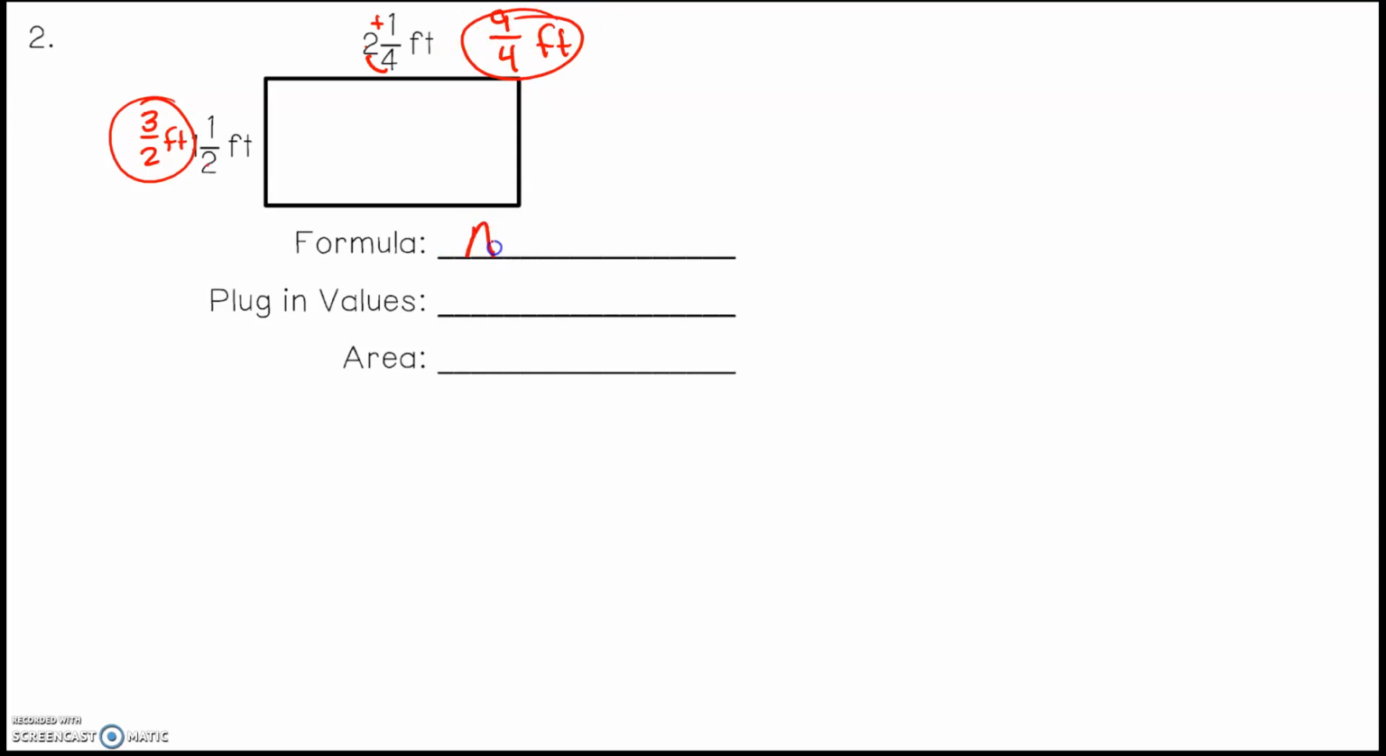So the formula is going to be, this is our base up here, this is our height over here. Area equals the base times the height. Take the letters out, put the numbers in their place. So I'm going to put 9 fourths here and 3 halves here. That's my height. And we multiply straight across. So 9 times 3 is 27. 4 times 2 is 8.